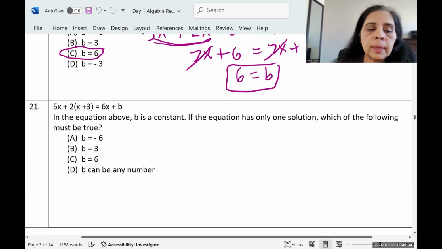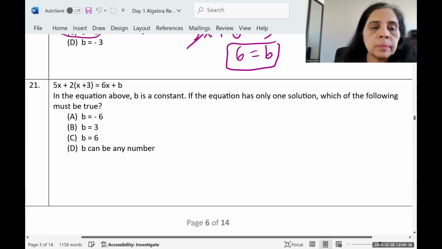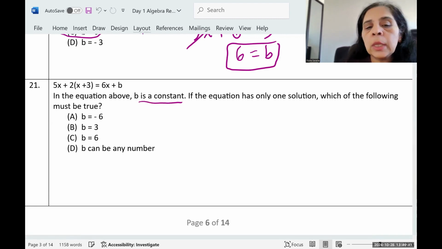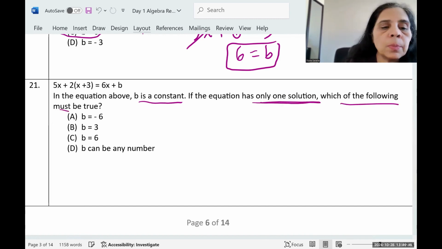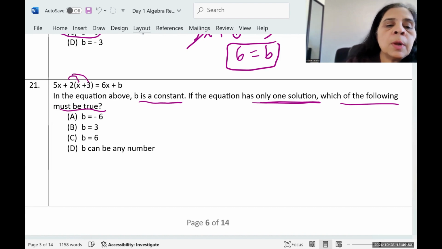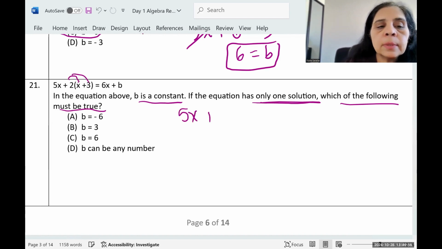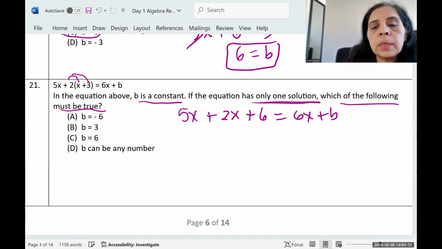All right. Let's see number 21. So we have a given equation, B is a constant. If the equation has only one solution, which of the following must be true? So we can check here. We have 5x. We can use the distributive property here. So 5x plus 2x plus 6 equals 6x plus b. Remember, we cannot cancel this 6x and 6 because we have a variable term here, and here is just a constant. So remember that.